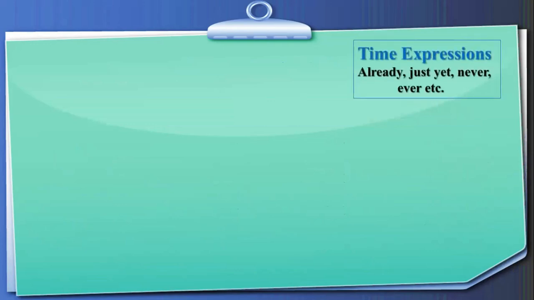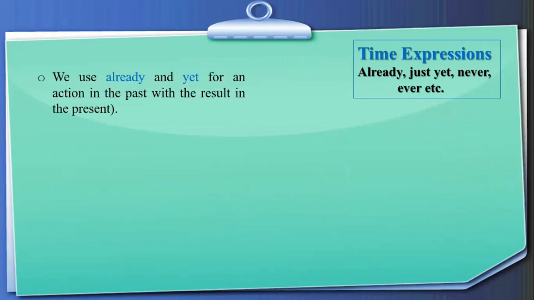Here are time expressions. As we already have talked about in every tense, there are particular time expressions in a particular tense. So we are using already, just, yet, never, ever, etc. in this tense. For example, we use already and yet for an action in the past with a result in the present, as in the definition of the use of present perfect tense. So we use already and yet for an action which has ended recently.